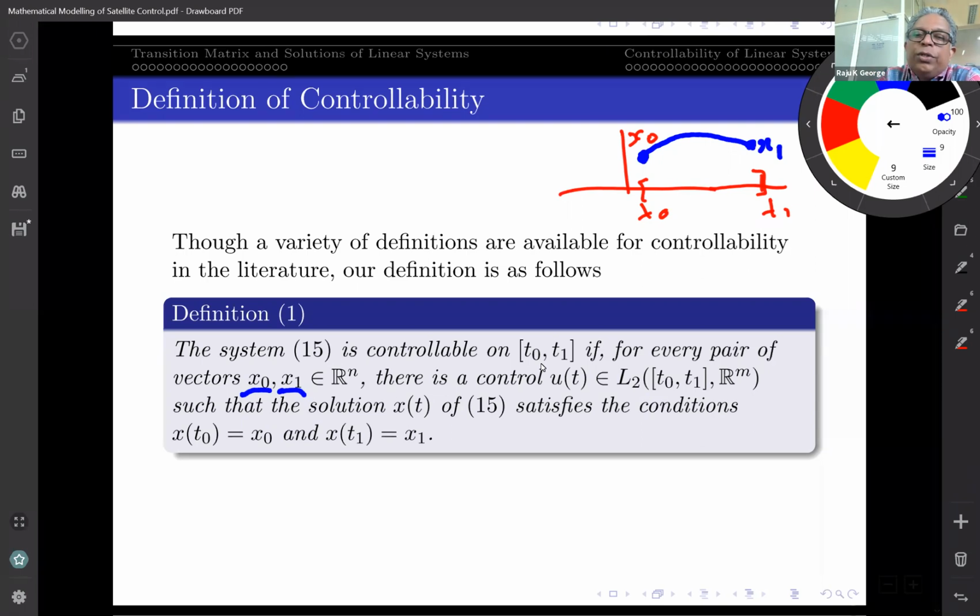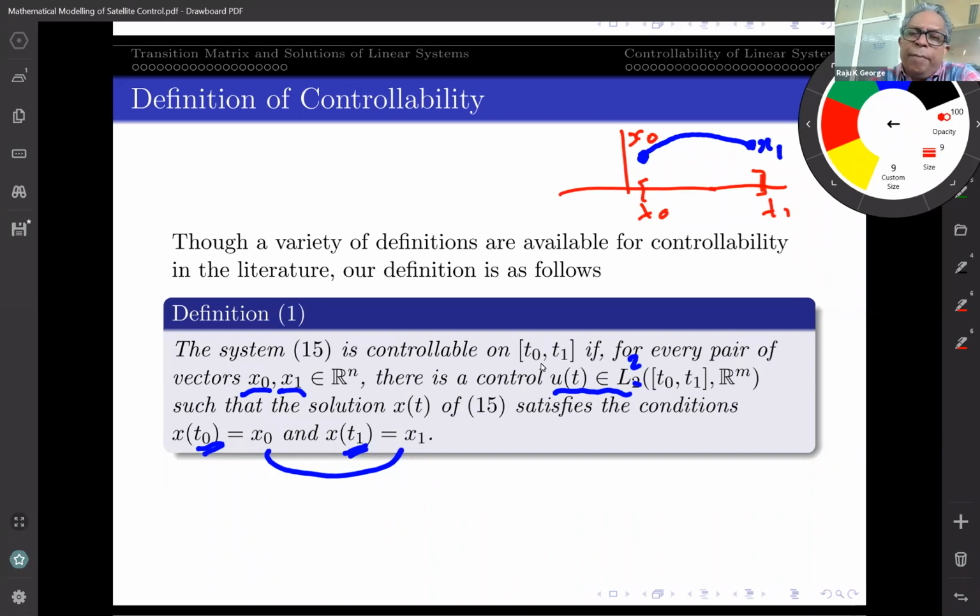Okay, this L2, T0, T1 in Rn, such that the solution of the system satisfying the initial condition, except T0 is X0, also satisfies the desired final condition, except T1 is X1. So once I start from X0, it should move to X1. I start from X0 at T0 and it is now ending up at X1 at T1. If this happens with a suitable U, then I say that my system is controllable.